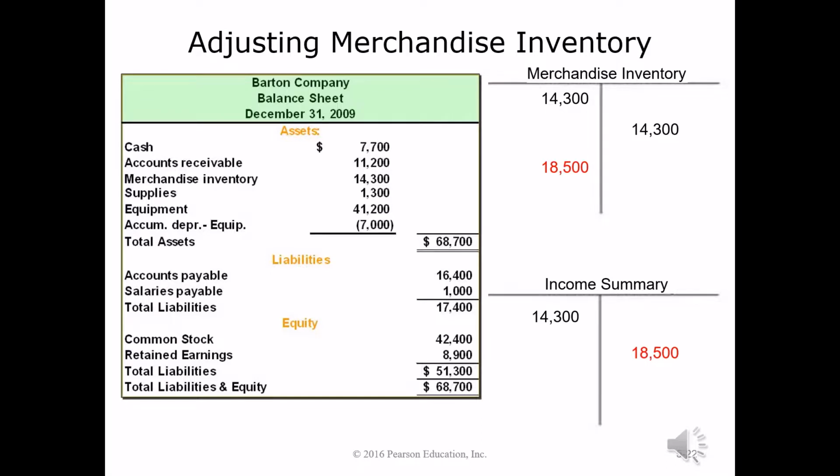The adjustments that we've made to the merchandise inventory account and the income summary account don't actually appear like this on a journal entry. We're going to include these adjustments within our 4-step closing process.